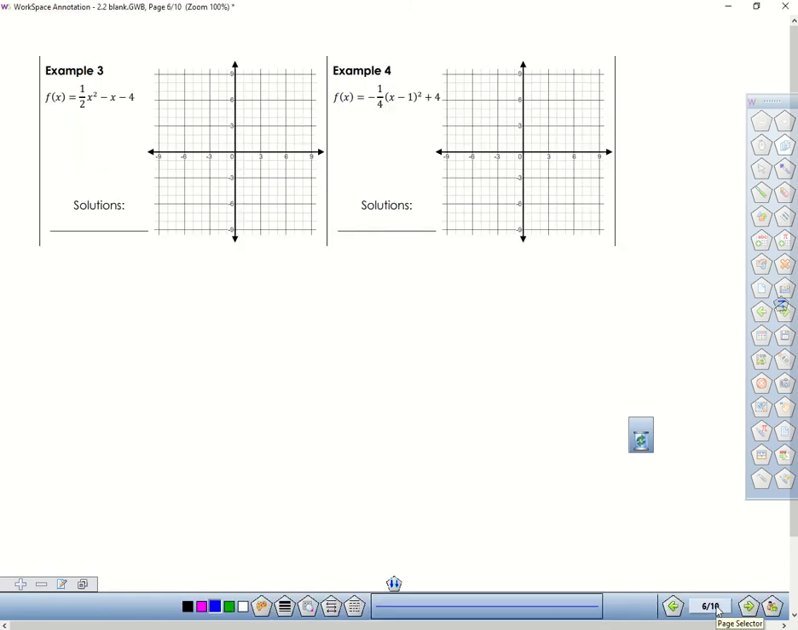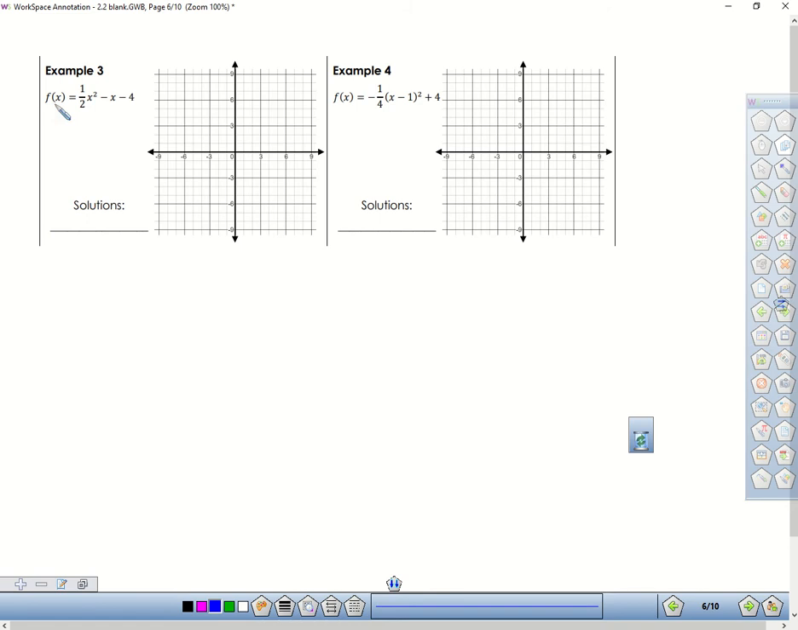So for example 3 and example 4, our goal is going to be to graph both of these quadratics. And then to graph those, we're going to use the graph to help us identify the x-intercepts. So we're going to go through the same procedures we learned about yesterday. What form is this quadratic in for example 3? It is in standard form, right?